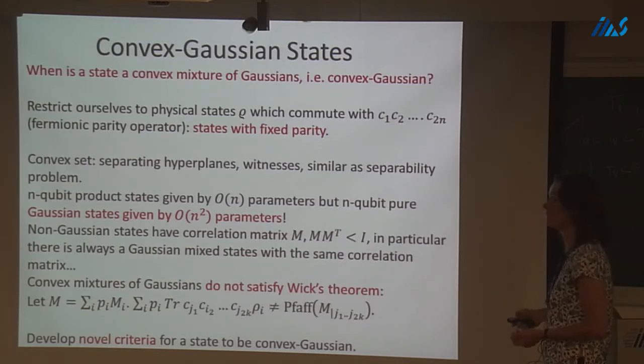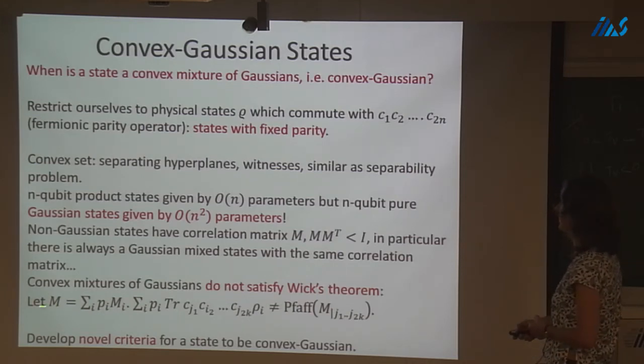But there are differences in the sense that, for example, product states are characterized by order n parameters, and pure Gaussian states are characterized by order n squared parameters. This is the correlation matrix, 2n by 2n. Now one thing you could say is, maybe you check whether the weak theorem holds for convex mixtures of Gaussians. But this is not true.